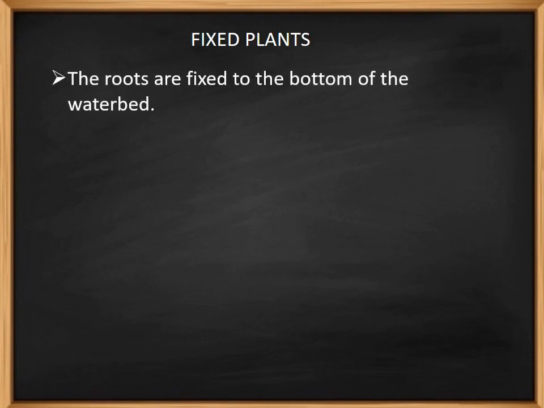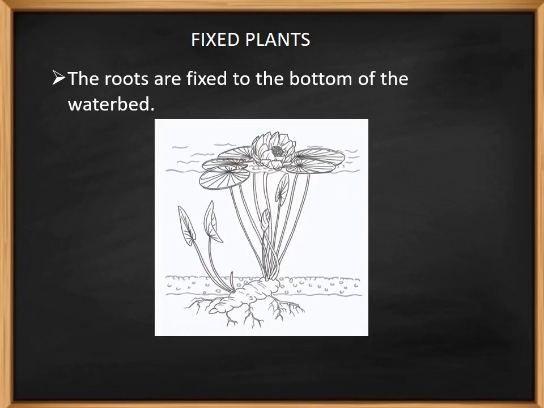Now, the second type of aquatic plants are fixed plants. The roots of these plants are fixed to the waterbed. That's why they are called fixed plants. And the example is water lily.